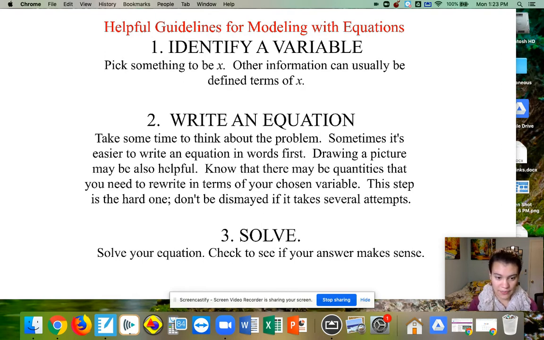The third step then is to actually take that, solve, and see if your answers make sense. So if you're talking about speeds and you get -50, well, it doesn't really make sense because you can't go in -50 speed. It's impossible. So make sure once you figure out your answer, it makes sense in the context of your problem.